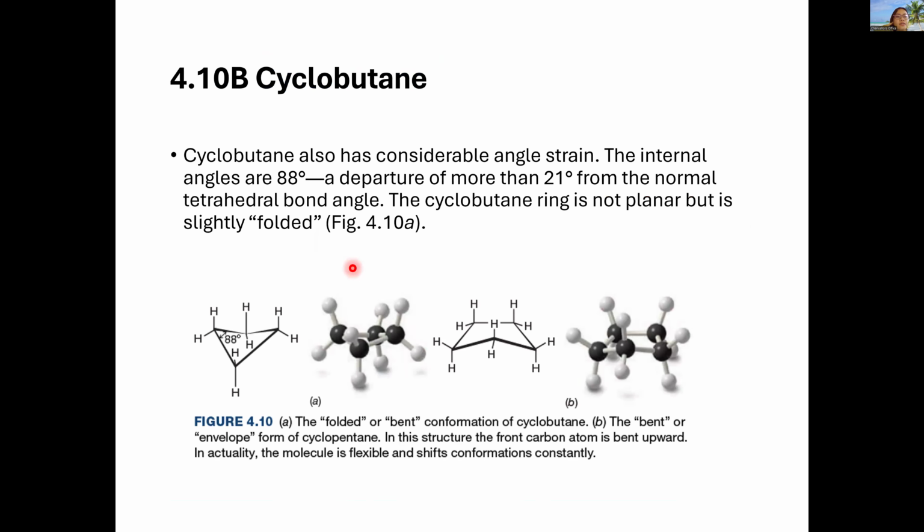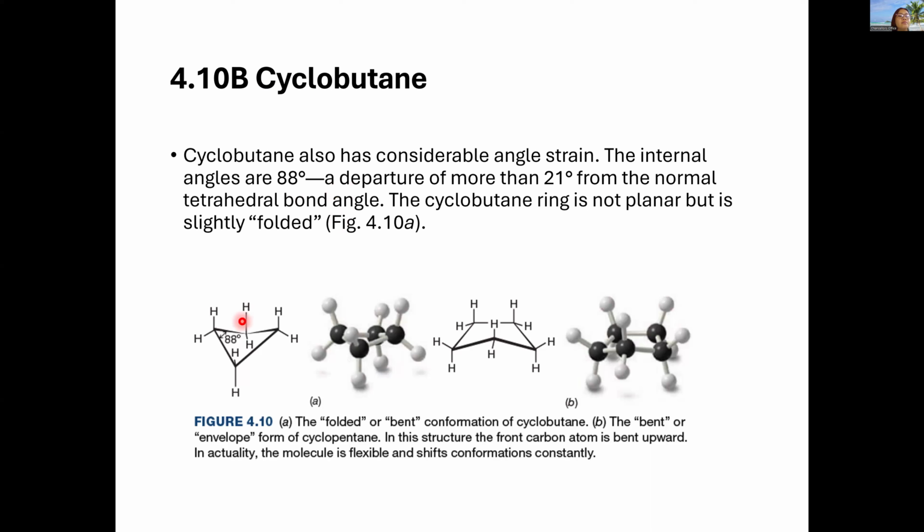So let's take a look at the cyclobutane. Your cyclobutane is made up of 4 carbons, okay? So you can think of different ways. You can draw it as a square, and if you draw it as a square, you get this bond angle. But actually, cyclobutane is not planar. You can have this kind of bond angle between your carbon here, carbon, carbon, carbon hydrogen here. The bond angle is 88 degrees.